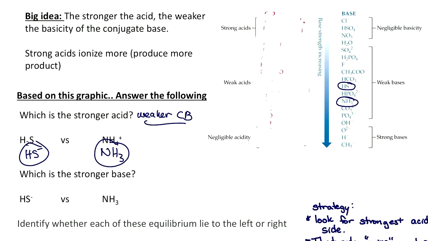Okay, but we want the stronger acid. So we want the thing that's the weaker base. And so which one is that? HS minus. So that means that H2S is the stronger acid. Is that what we said earlier? Yes, it was. Okay. Do the other one too? Okay, we'll do the other one.